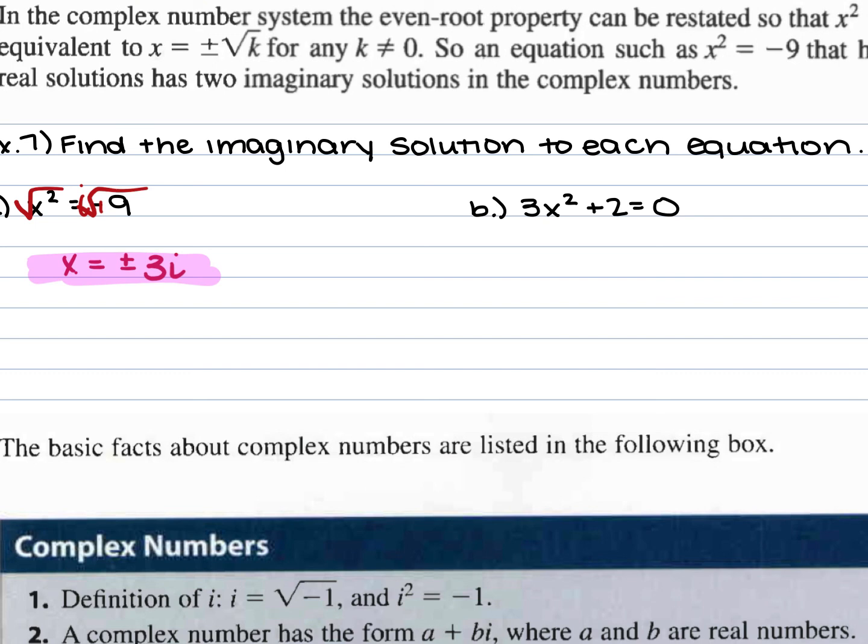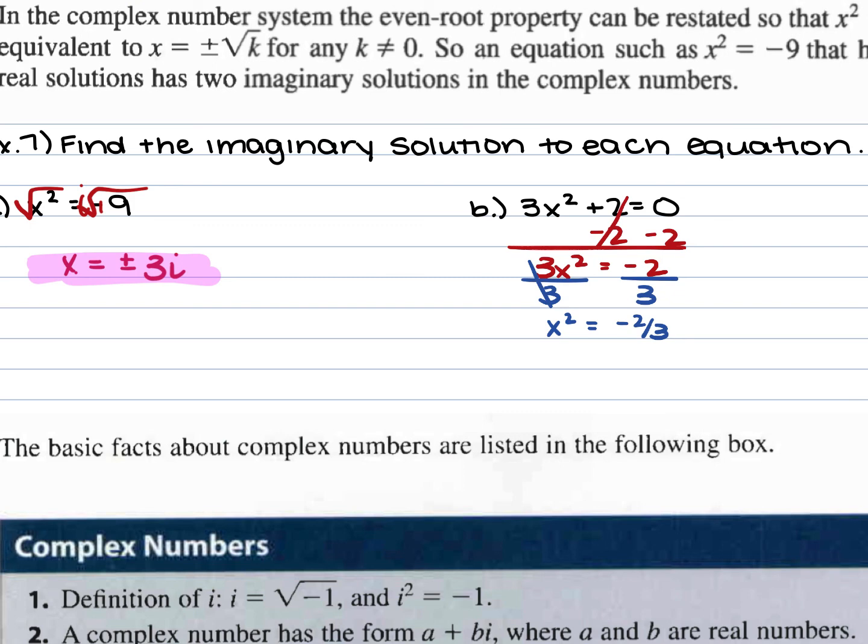For example B, we're given 3x squared plus 2 is equal to 0. For this one, we're going to start by subtracting the 2 from each side. We have 3x squared is equal to negative 2. Then we divide each side by the 3. And we get x squared is equal to negative 2/3.